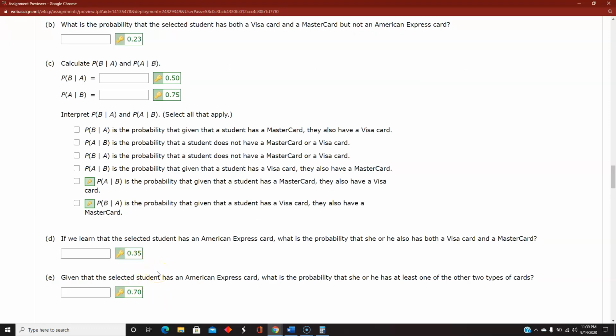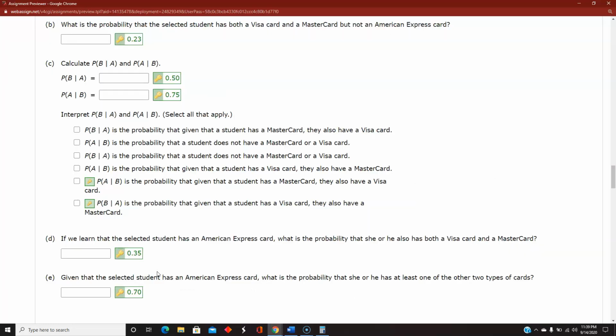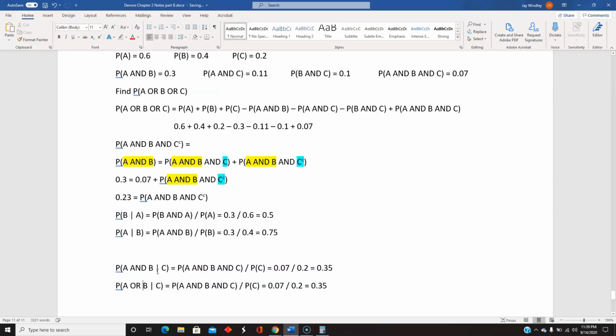And then this last part, given that the selected student has an American Express card, what is the probability that he or she has at least one of the other two cards? So this is very similar, except it's what is the probability of A or B given that they have an American Express card? So that's the probability of A or B and C divided by the probability of C.